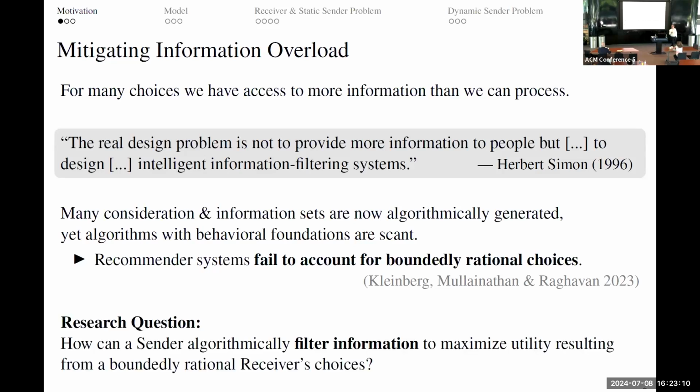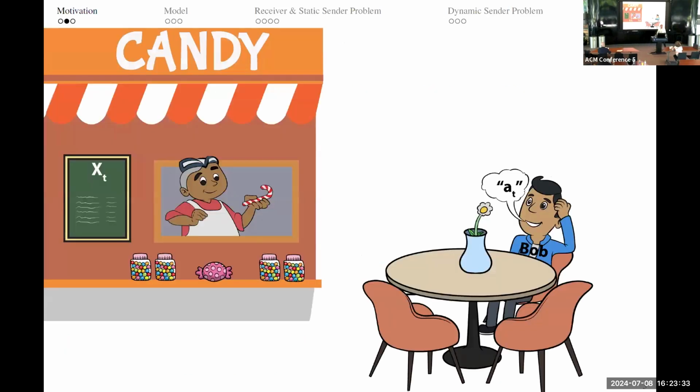So what I want to think about today is how we can combine some of these machine learning methods with behavioral foundations to address exactly that problem. And the research question that I'll be addressing specifically today is how a sender can filter information algorithmically to maximize the utility that results from a boundedly rational receiver's choices.